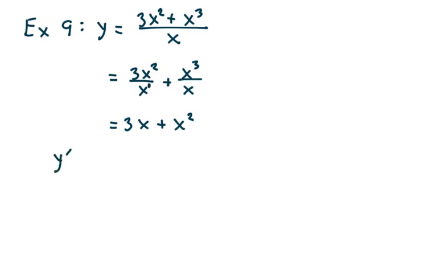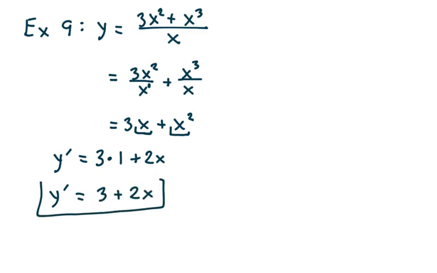So I want y prime. The derivative of x is 1. And so this is 3 times 1. The derivative of x squared is 2x. And so y prime is 3 plus 2x. And that's how we do that one.